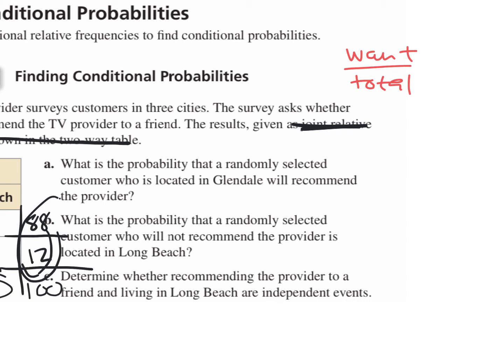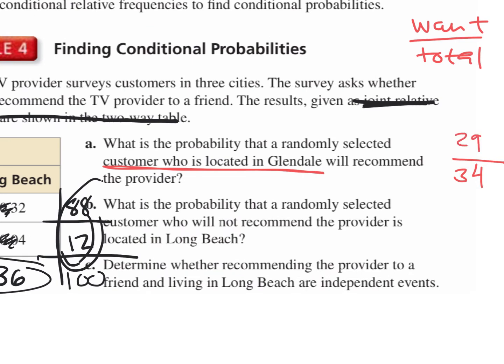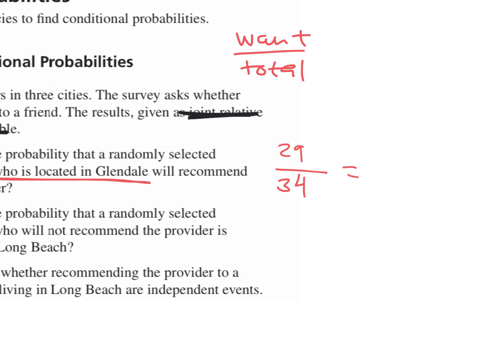So we just have to see what the question asks. What is the probability that a randomly selected customer who is located in Glendale will recommend the provider? So it's a randomly selected customer who is located in Glendale. How many people total do we have that live in Glendale? 34. So 34 is our total. And how many of those 34 will recommend the provider? 29. At the end, we could leave it as a fraction. Just make sure if you leave it as a fraction that it's simplified. And we can change it to a decimal here.